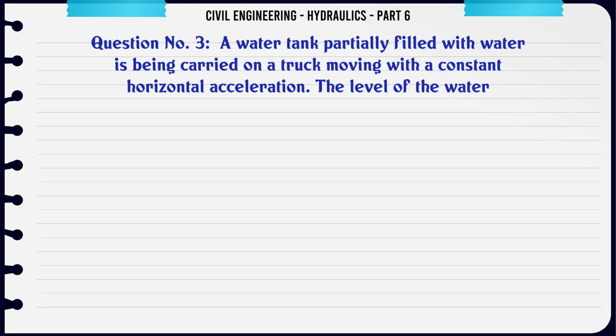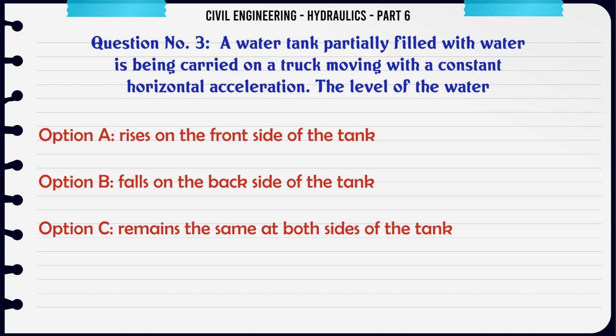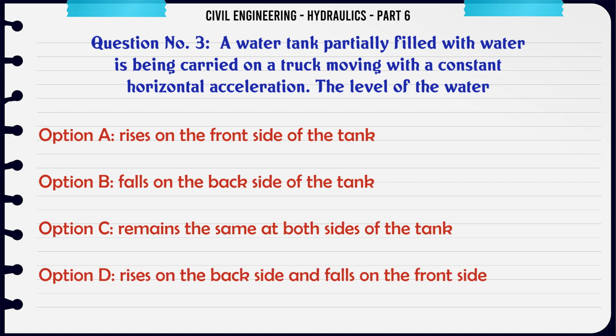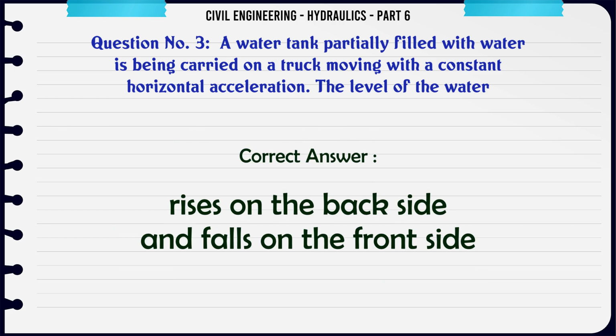A water tank partially filled with water is being carried on a truck moving with a constant horizontal acceleration. The level of the water: A. rises on the front side of the tank, B. falls on the back side of the tank, C. remains the same at both sides of the tank, D. rises on the back side and falls on the front side. The correct answer is rises on the back side and falls on the front side.